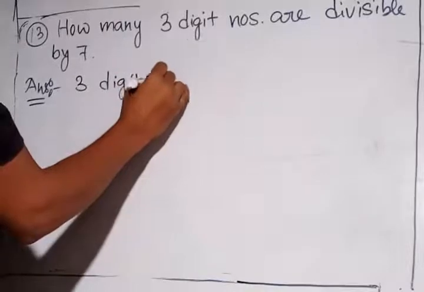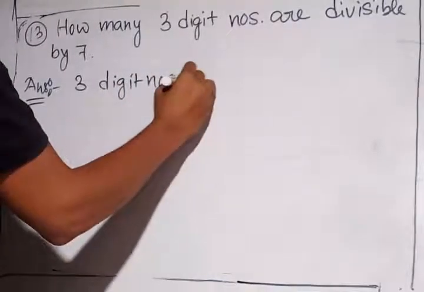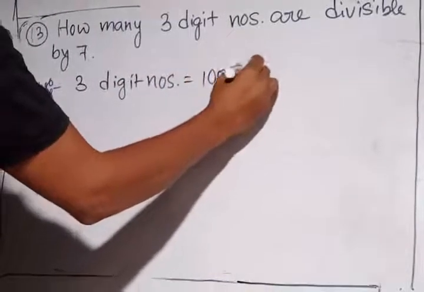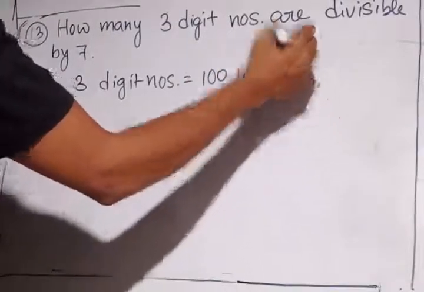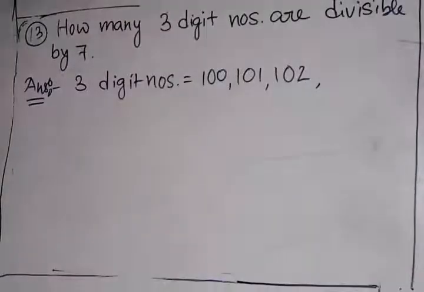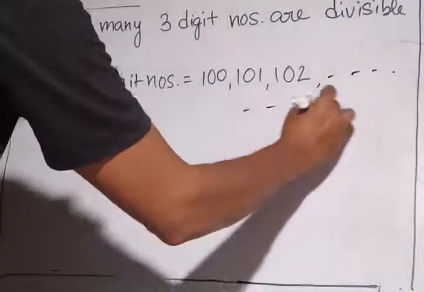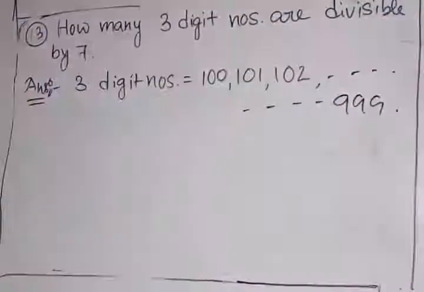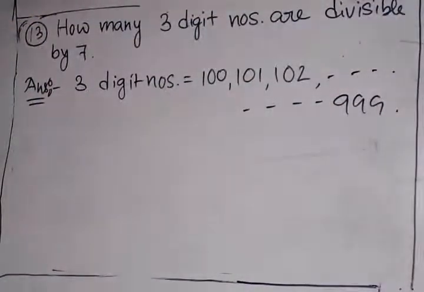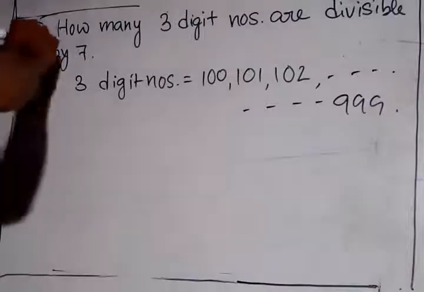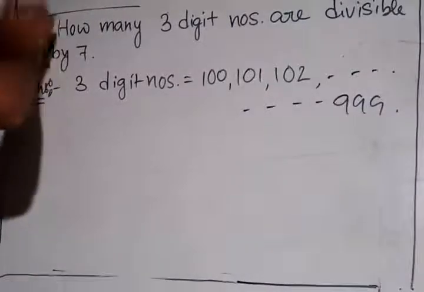These are our 3-digit numbers: 100, 101, 102. This way it will go up to 999. So these are our 3-digit numbers. Now you have to find out those numbers which are divisible by 7. Not all, only those 3-digit numbers which are divisible by 7. And it is very important, you can write down this way. Very important question.